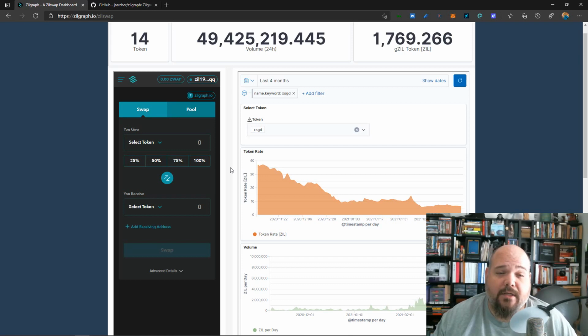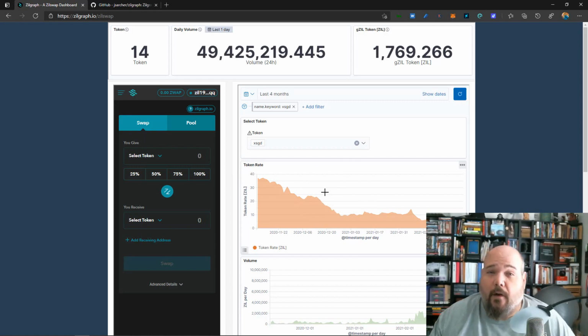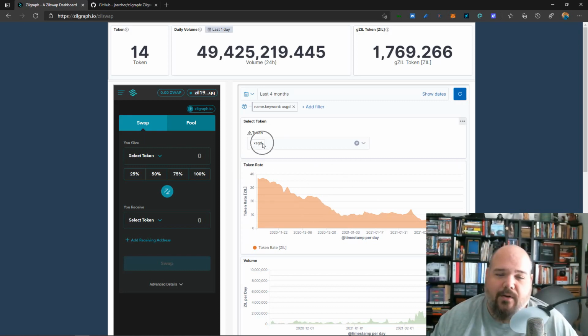Specifically, we want to use the token rate or the price in Zills, essentially, which we can see right here. By default, by the way, XSGD is loaded. You can change that token. We'll walk through that in just a moment.